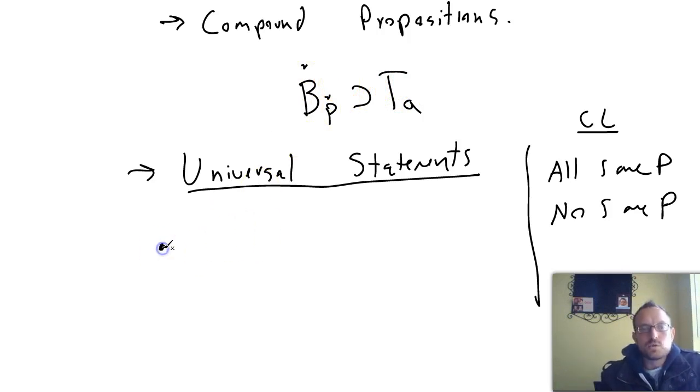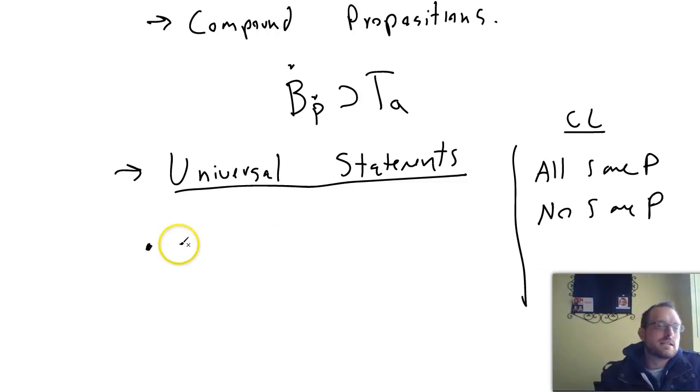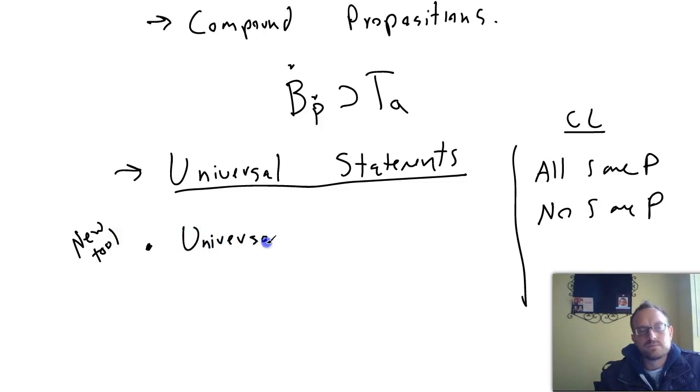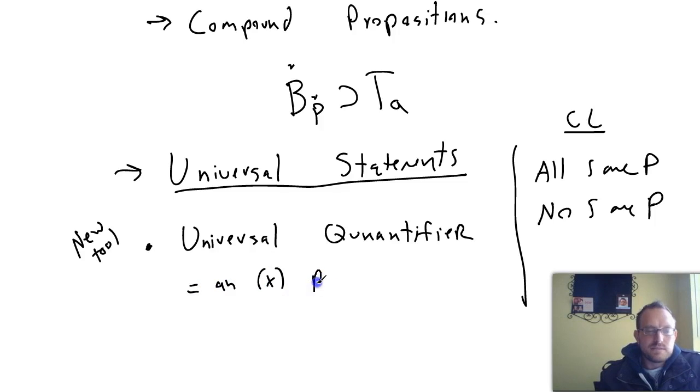And this is where things maybe are going to start to build in terms of complexity, right? So we're going to introduce a new tool, and this is known as the universal quantifier. Okay, the universal quantifier. Now, what is the universal quantifier? The quantifier, this is when you're going to place an X before a statement. Okay, so let's do this example.